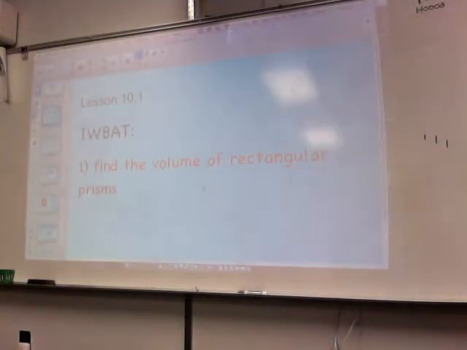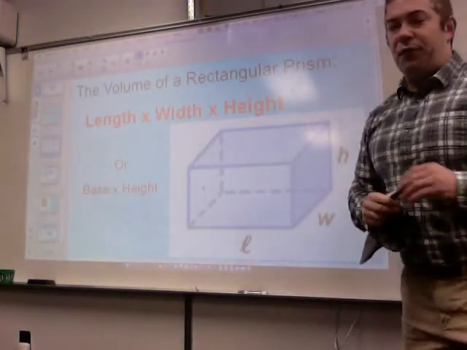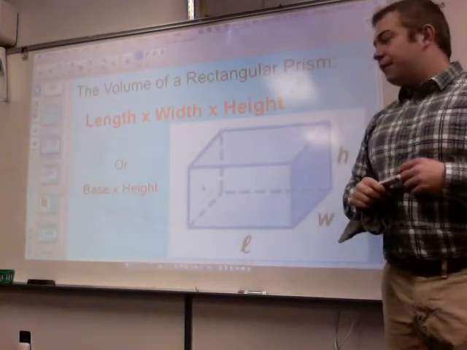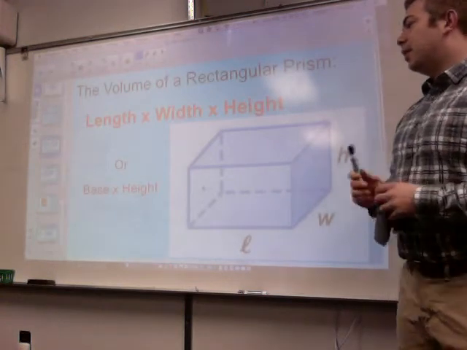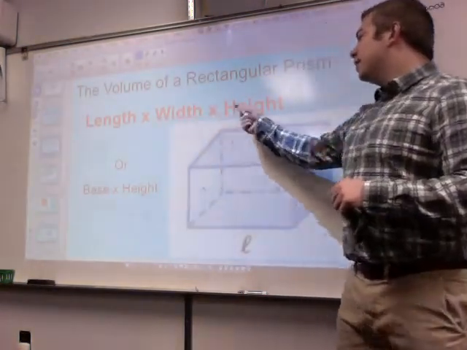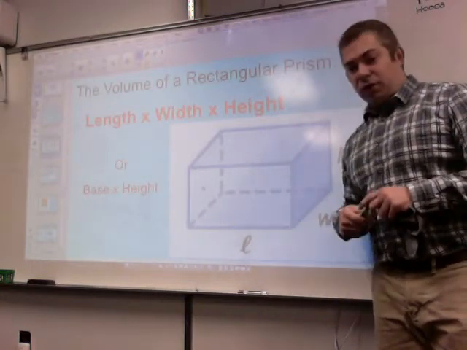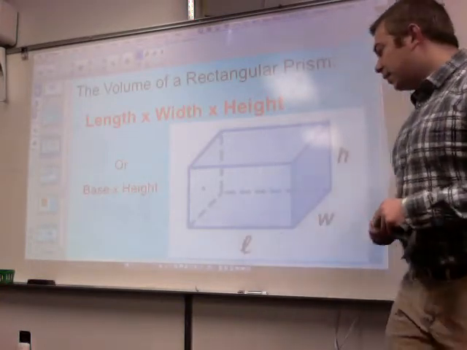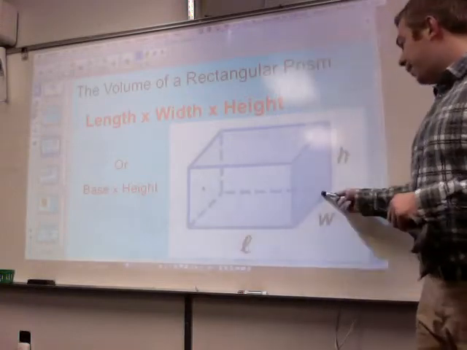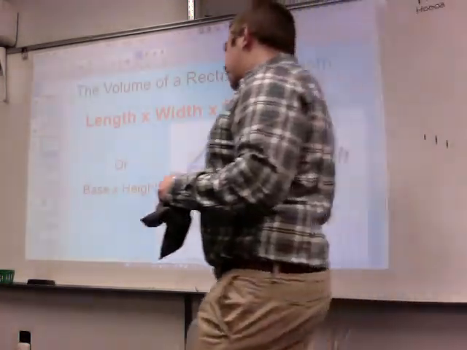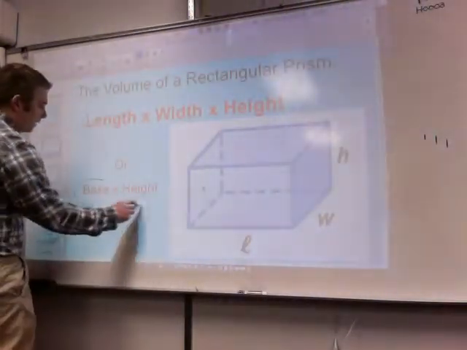Okay. So what is the formula to find the volume of a rectangular prism? Well, it's simply length times width times height. And the book gives you an L that looks cursive really. So that's what the L looks like, the length times the width times the height. Or it really is just base times height.